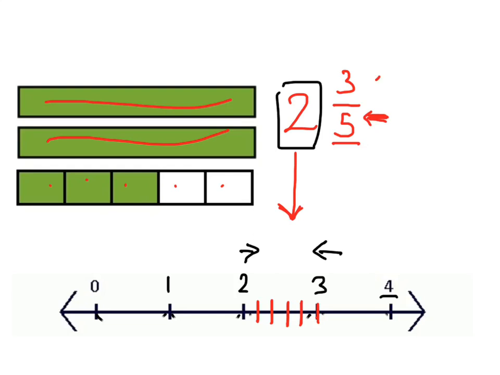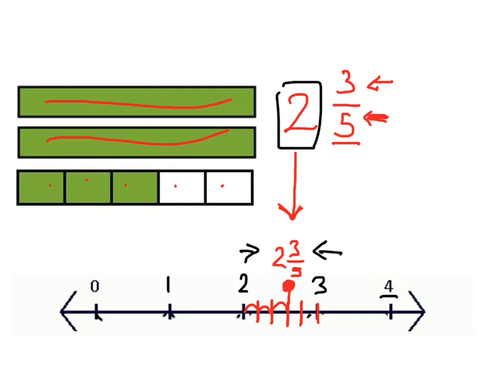And then I'm going to look at the numerator, right? How many of those fifths do I have? Well, I have 1, 2, 3. So right here is where our number 2 3/5 is going to be. 2 3/5. Okay? So that's how you find these mixed numbers on a number line.